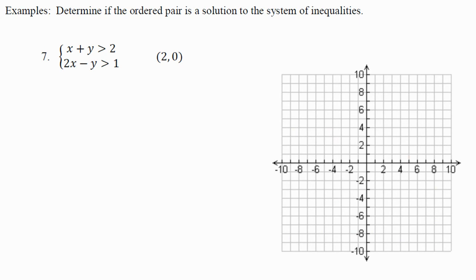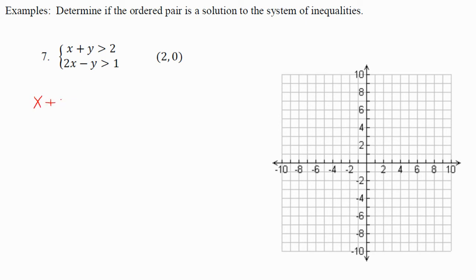Okay, so you can try this one on your own if you want, and then come back and check the answer. You have a system of inequalities. It looks like you have to solve for y on both and then check to see if 2, 0 is a solution. So pause the video, try it on your own, and then you come back and check. All right, you should be back now.